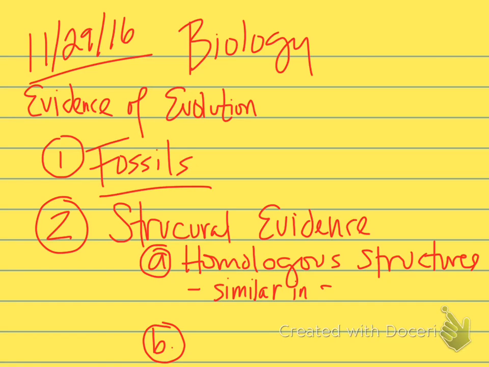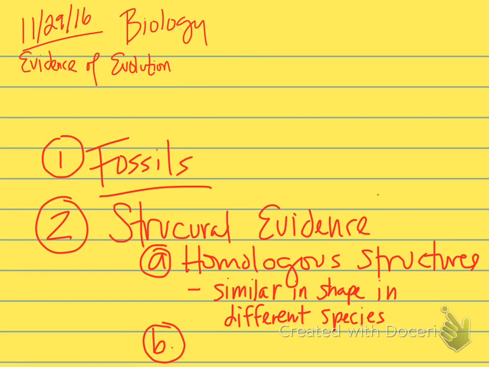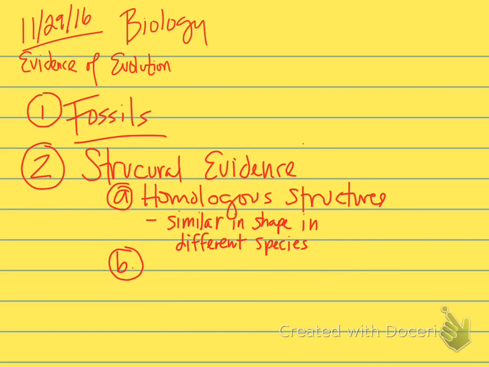And homologous structures are similar in shape in different species. Structures that are similar in shape but exist in different species. And these can be species that are not all that closely related, and sometimes they can be in species that are pretty closely related. And in the whale video, in Morphed, were there homologous structures between whales and other mammal species?